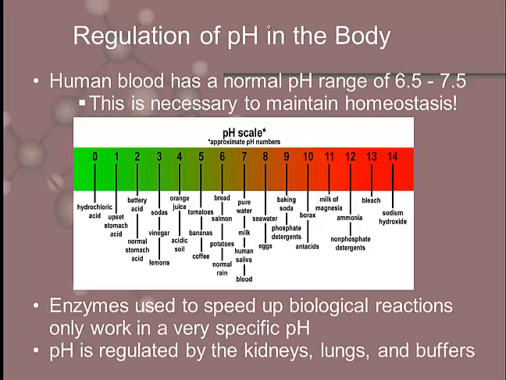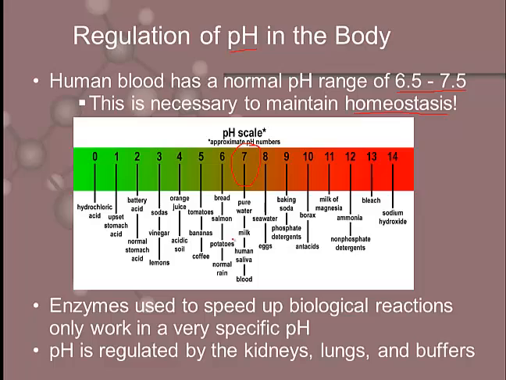All right, pH is also something that has to be regulated in the body. A normal pH for the human body is 6.5 to 7.5. Now remember, neutral pH is 7. And so our body functions the best around pH of 7. And we need to stay around that pH and to stay in homeostasis.